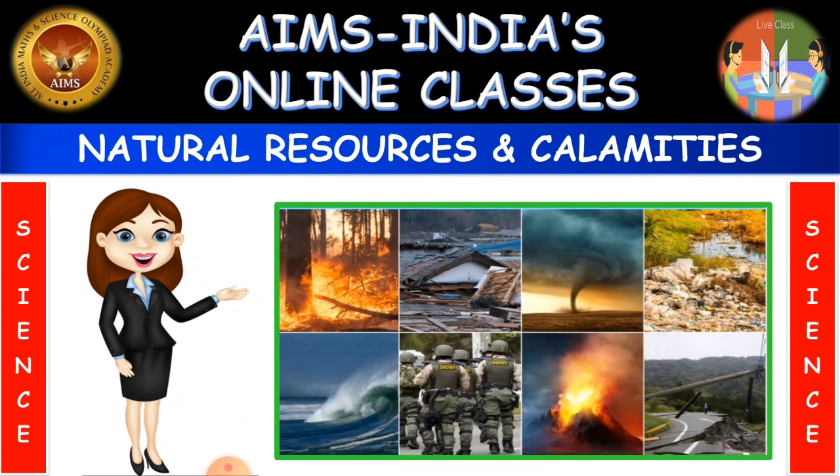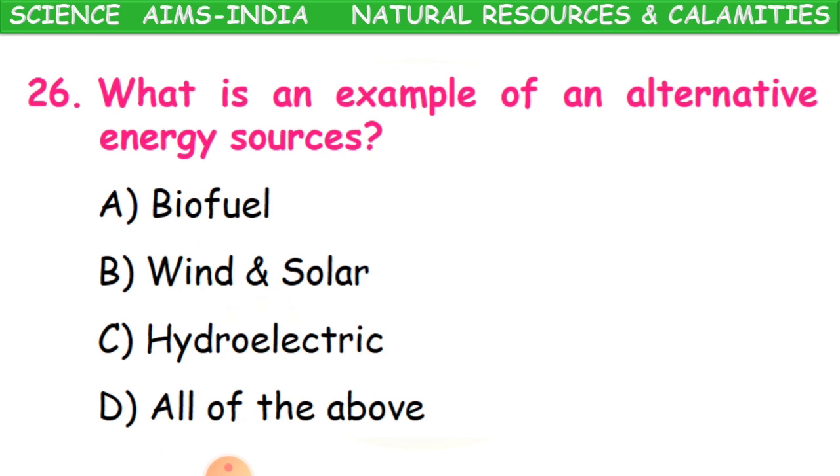So today from our science subject we are going to discuss some more questions from the lesson Natural Resources and Calamities. Okay children, so yesterday we have completed 25 questions and in today's session we will be continuing from the 26th question. What is an example of an alternative energy source?